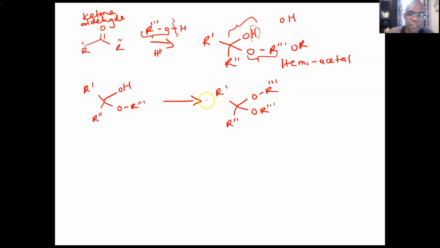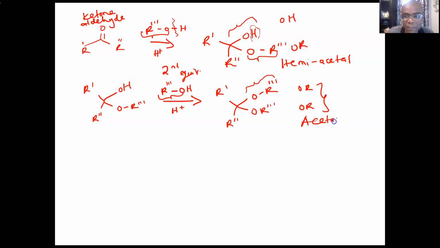The hemiacetal can go straight to the acetal if you have excess of the alcohol. So I'm adding my R prime prime prime the second time. So this will be the second equivalent. Okay. Still, you're gonna need the acid catalyst. This part right here, now it's this part right there. So now you have your OR group, two of them. So now it becomes an acetal.